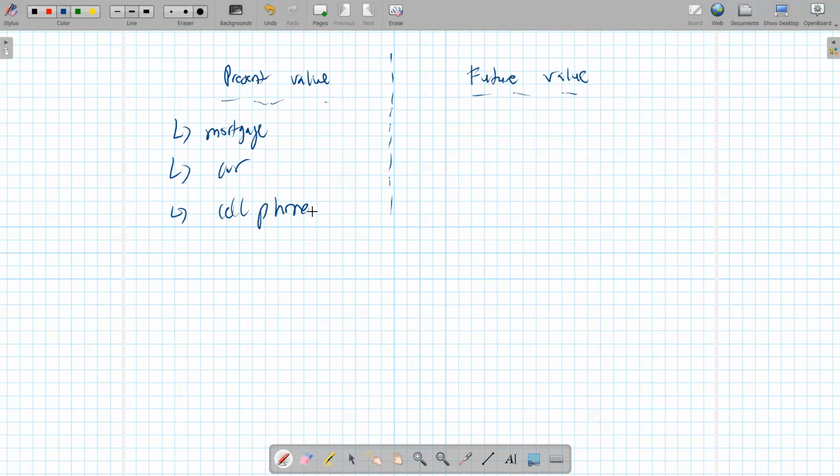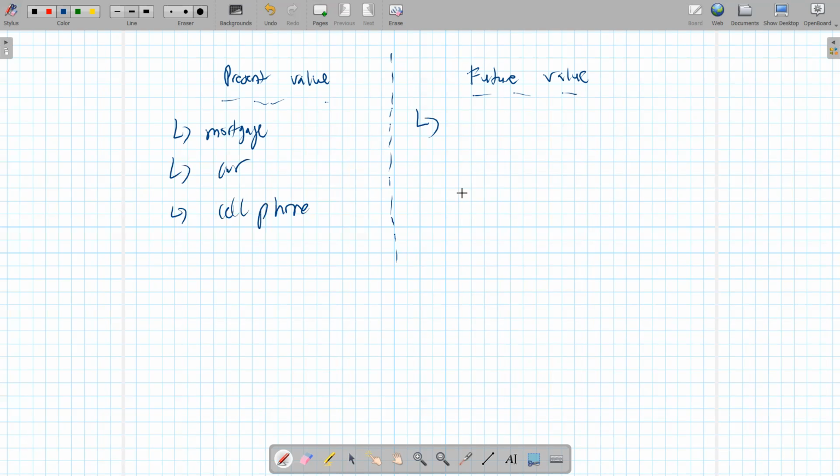Those would be present values because we already own it. We basically borrow the entire sum instantaneously, and we're going to pay them in periods. Future value is a little bit different, and they both have slightly different formulas.